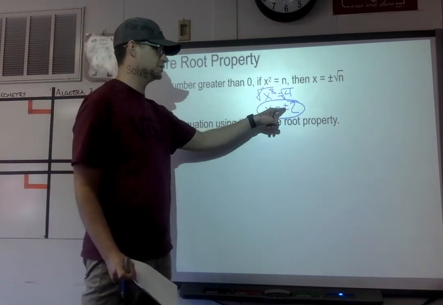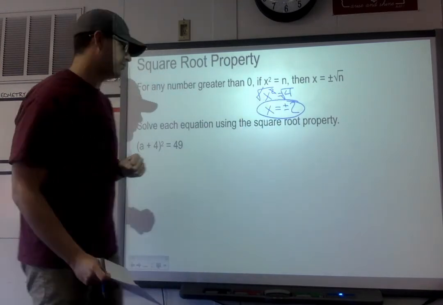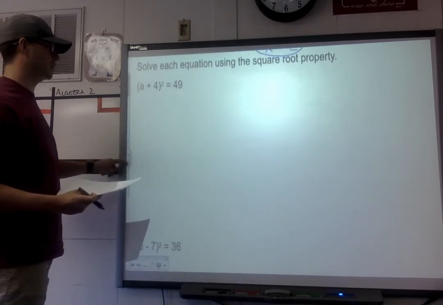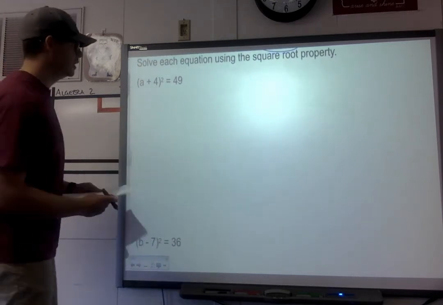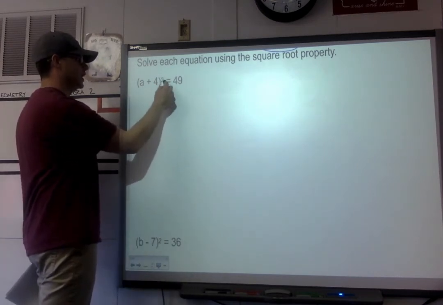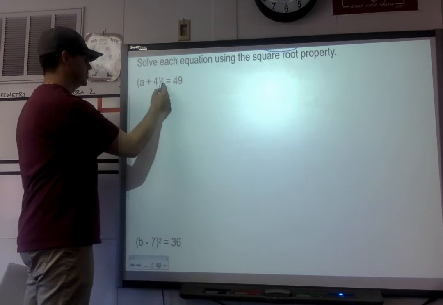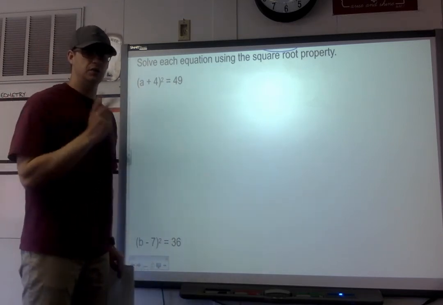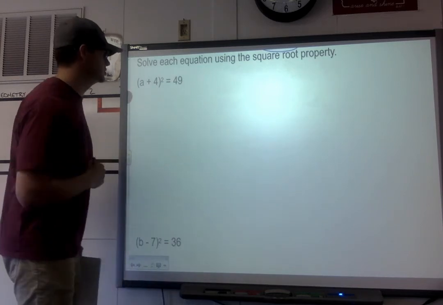Because if you do negative 2 times negative 2, we get 4. So we're going to solve some equations using the square root property. Now the reason we have to do this is because this is squared. That means eventually, if we FOILed this out, we would end up with an a squared value, which means there has to be two solutions.